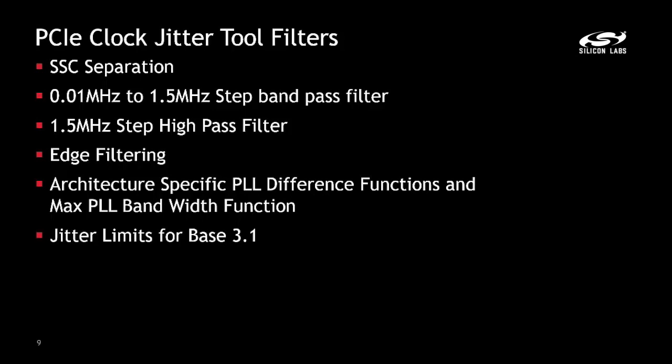For the 0.01 to 1.5 MHz step bandpass filter, the intent of having a 0.01 MHz step on the low end of this bandpass is to eliminate any 1/f noise in the clock data, since that noise is 100% tracked by the CDR. This band also eliminates the high-frequency jitter components, 1.5 MHz and beyond, that may not be tracked by the CDR. This range is where the low-frequency RJ specification is defined.